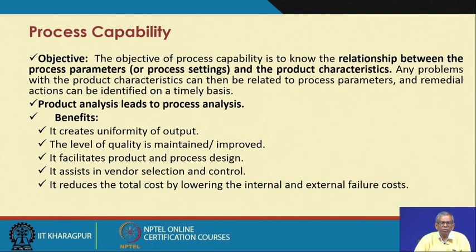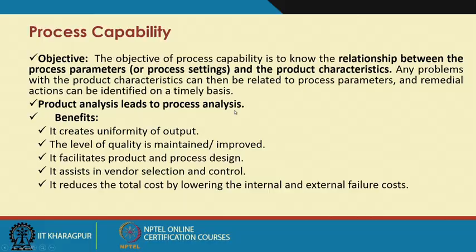And whenever we talk about the process analysis, essentially it is an exercise on determination of the appropriate process settings. Okay, so their values. Any problems with the product characteristics can then be related to process parameters, and remedial actions can be identified on a timely basis. Okay. So the product analysis leads to process analysis. So we'll start with the product analysis. Later on, when we take up some case studies or some numerical problems, we'll discuss the relationship between the product analysis and the process analysis.